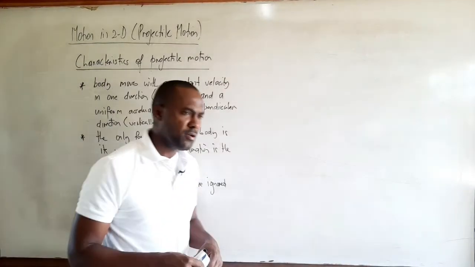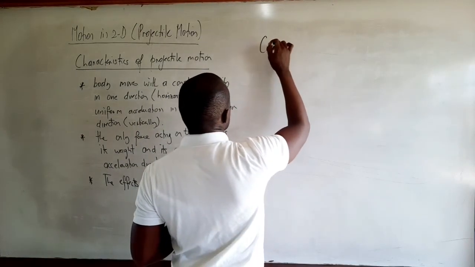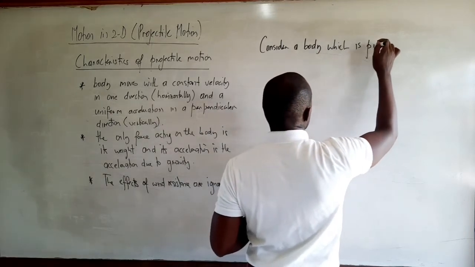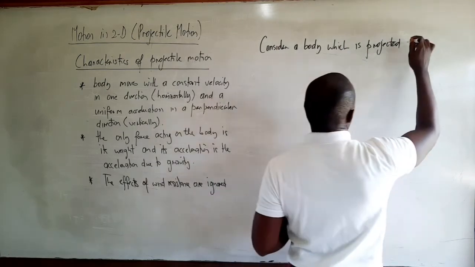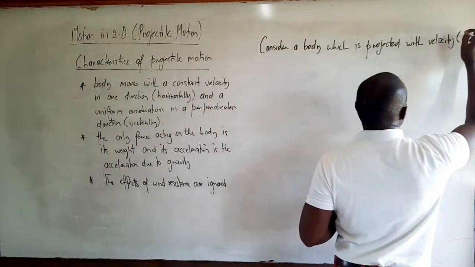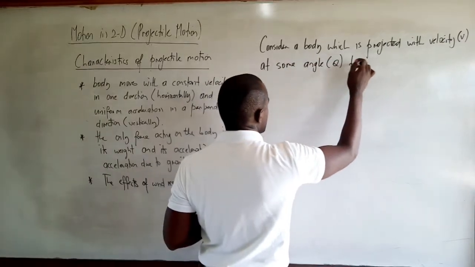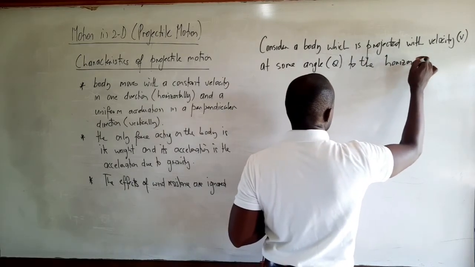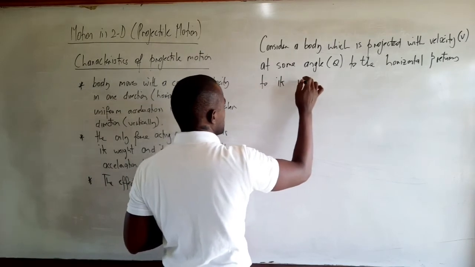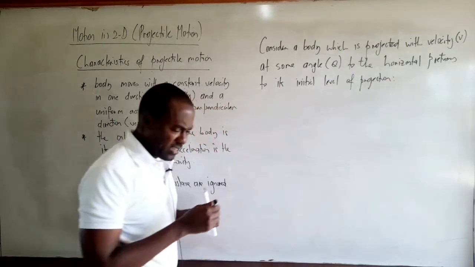Now let's look at the case of a body which is projected or launched at some angle to the horizontal, right? So we say consider a body which is projected with velocity v at some angle theta to the horizontal and returns to its initial level of projection. Right? So let's examine such a body.